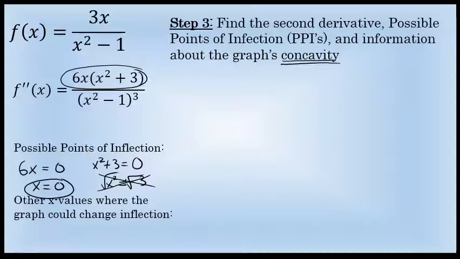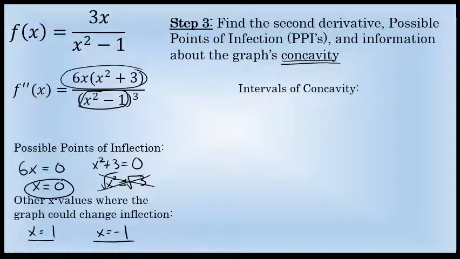Other x values where the graph could change concavity are places where the second derivative doesn't exist, which are, again, the two places where there are vertical asymptotes, x equals 1 and x equals negative 1. These would not be points of inflection. There would not be any points at the x values of 1 and negative 1, because those are vertical asymptotes, but the graph could change concavity from one side of a vertical asymptote to the other. So when I determine intervals of concavity, I'm going to include x equals 1 and x equals negative 1, as well as the possible point of inflection, x equals 0, that I have found earlier.